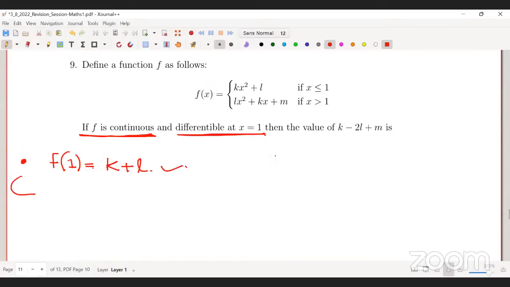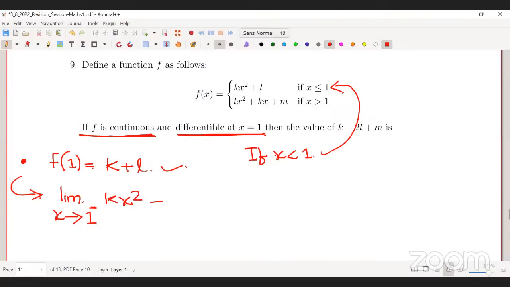So the next thing I need to do is check the left hand limit. What is the left hand limit? If x is less than 1, what is the value of the function? Kx square plus L. So this is kx square plus L, which is equal to K plus L, right? This is the left hand limit.